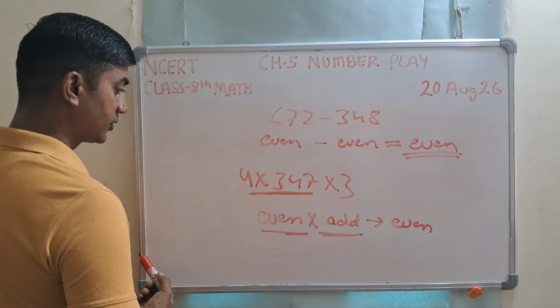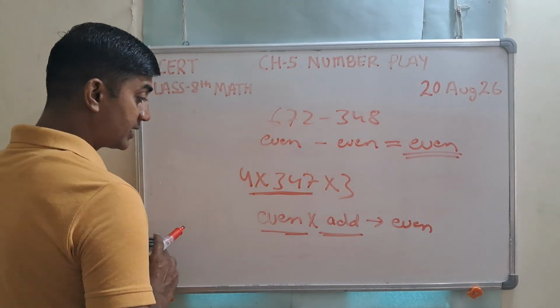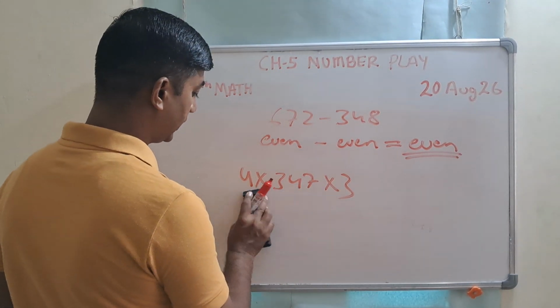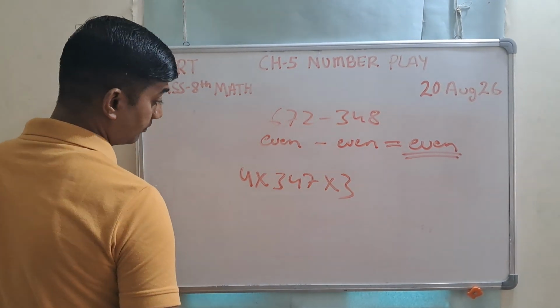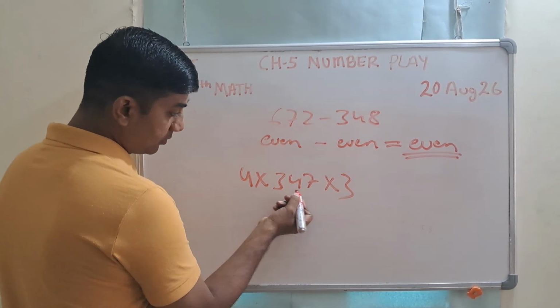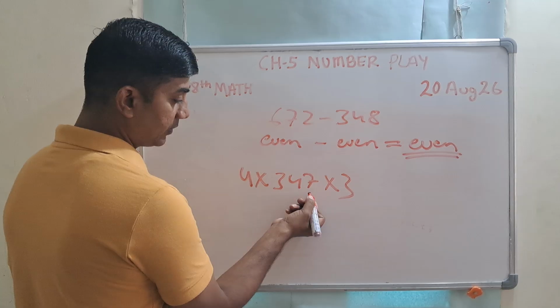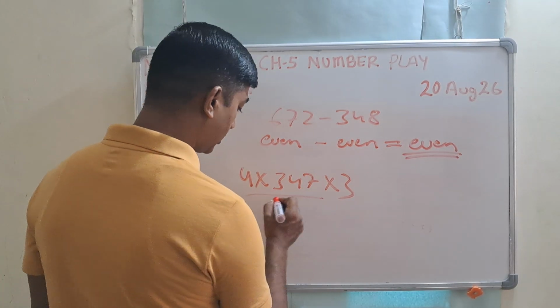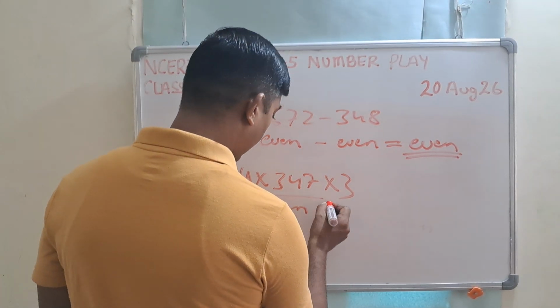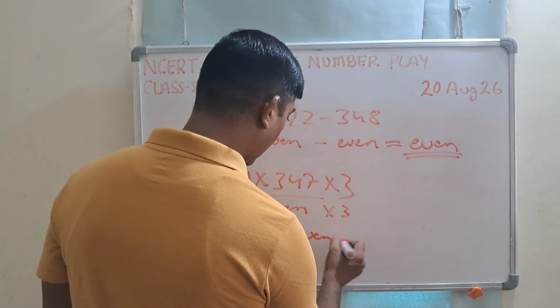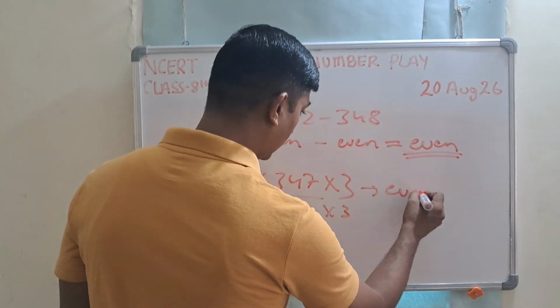Now see, what is the different case that we will study? First we will see what this result will be. Now see, 4 is multiplied by 347, the result is even, and when this is multiplied by 3, again the result is even. So the final result is an even number.